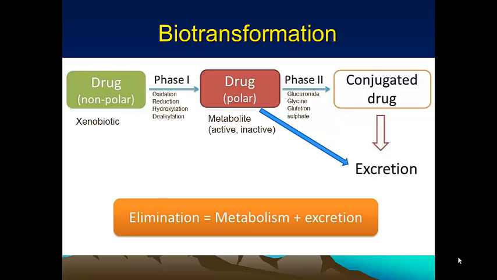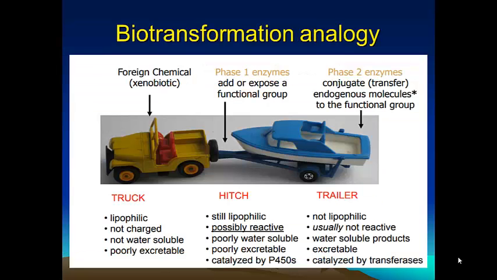If we were to show an analogy of this reaction, we could show you this picture of a truck hitch trailer. The truck would be the chemical that we want to eliminate. The first thing that we need to do is either add a functional group or expose a functional group in that chemical. That functional group would be the hitch. Obviously, if the vehicle already comes with a hitch, then we wouldn't need that first type of reaction. As you can see here, the chemical with the hitch may still be poorly excretable, because it does not really meet the criteria of being entirely water soluble.